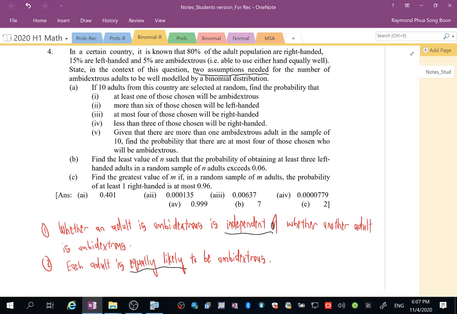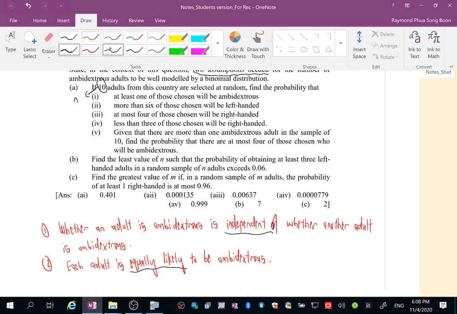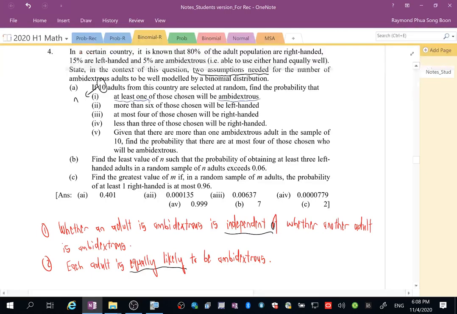So now we are done with assumptions. Let's do some calculation. In part A, if 10 adults from this country are selected at random, so this will be your value of n. Find, in part A for all the parts, the probability that at least one of those chosen will be ambidextrous.